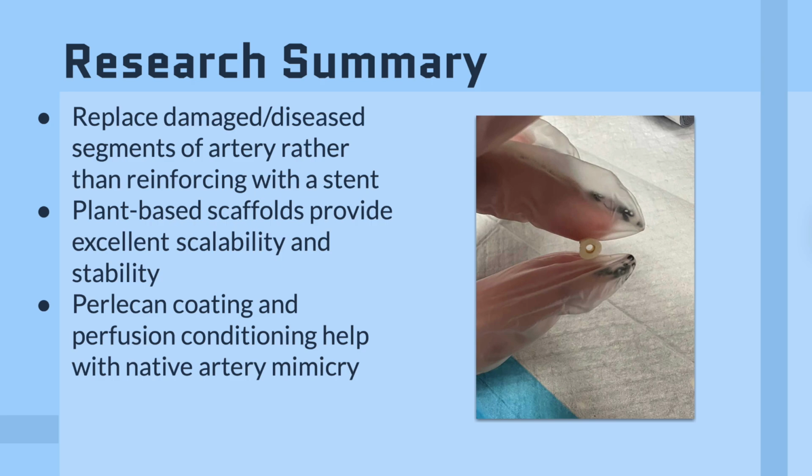The way we could do this is by using a plant-based scaffold because, depending on the species, it helps with stability and provides great scalability. And for native artery mimicry, you can use a perlecan coating and perfusion conditioning through a bioreactor.